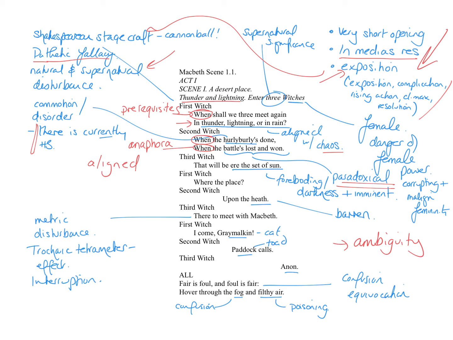Just noticed before we go any further, I was going to say something about the witches. You can see this note here. I put female, danger of female power, a corrupting and a malign femininity. This is a play where femininity is viewed as a bad thing, okay, and power to female characters is kind of subversive. So if something subverts, it undermines, it turns over. You have the witches and you have Lady Macbeth, obviously, and they seem to have a corrupting influence on this patriarchal world.